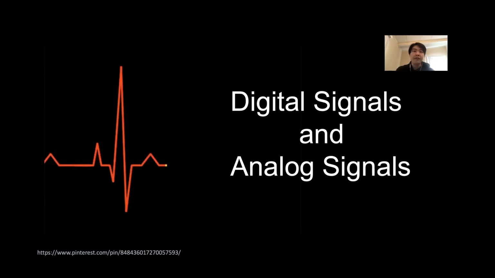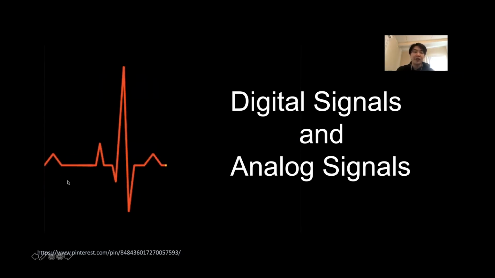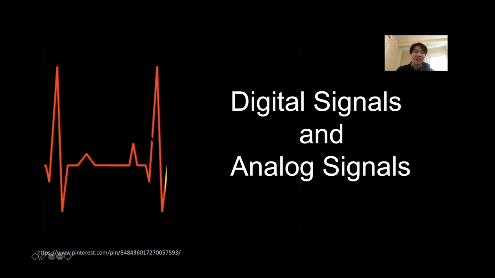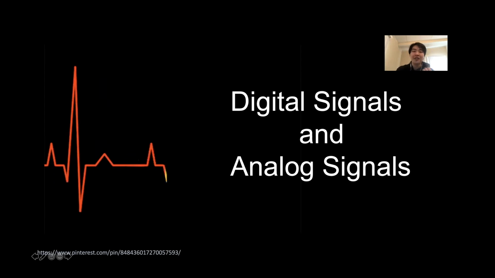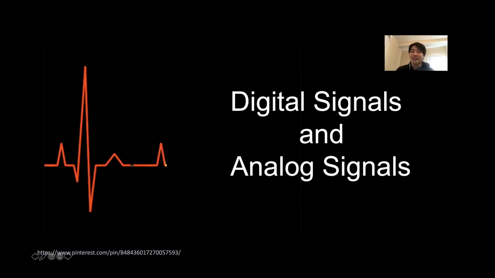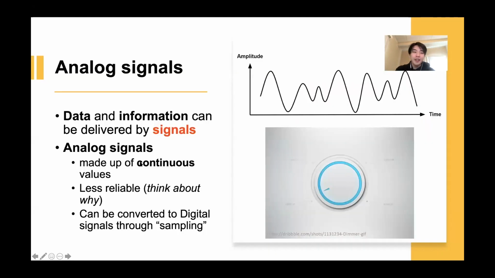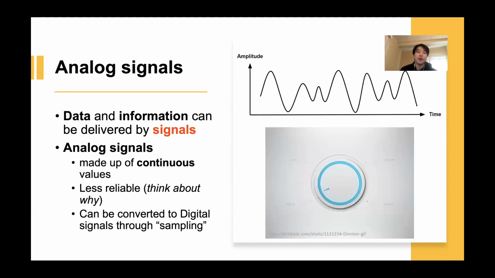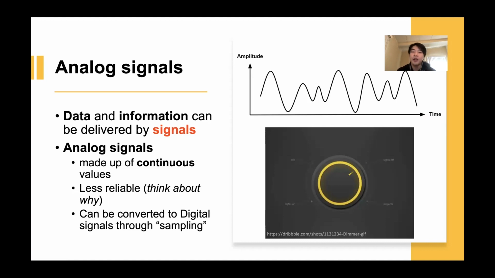Well, on the left, what signal do you see here? Can anyone recognize? Yeah, it's your heartbeat signal. This is what your heart gives as a signal saying that it's beating properly. So what are signals? Well, data and information can be delivered by something called signals. There are two main types of signals we have, and one is analog.